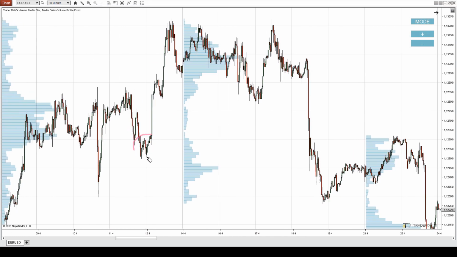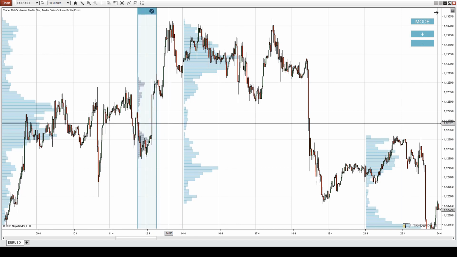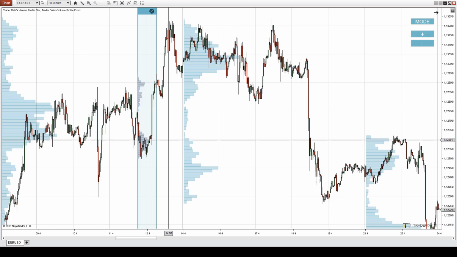Now let's have a look at this rotation before this strong buying activity. Let's use the flexible profile to look into this area and let's see what the volumes were the heaviest. Alright, so the volumes were the heaviest in here. So this line would be strong support based on the volume accumulation setup.